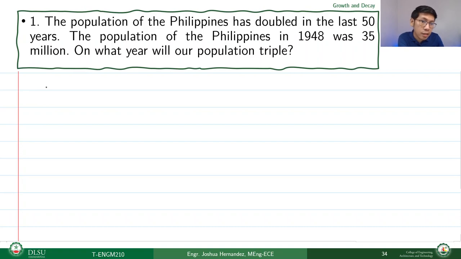Bakit? Kasi from the statements, the population of the Philippines has doubled in the last 50 years, and the population in 1948 was 35 million. We can easily deduce that it is exponential because wala naman siyang sinabing limiting factor or carrying capacity. At least in our context, in this subject, pag population, dalawa lang pamimilian mo: either logistic or exponential. In this case, since wala siyang carrying capacity, edi exponential siya. So let's try and solve this by identifying what is the given first. So, given.